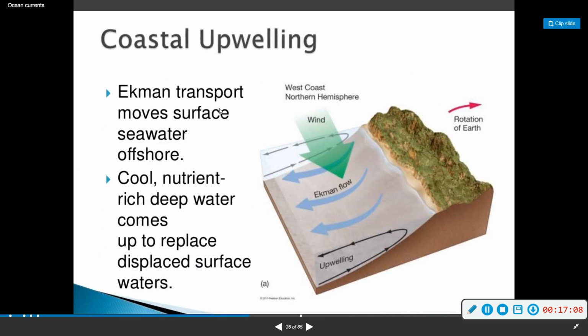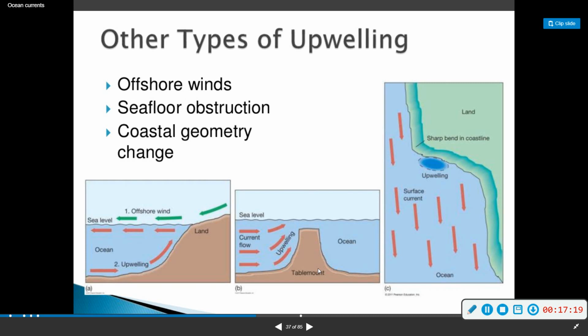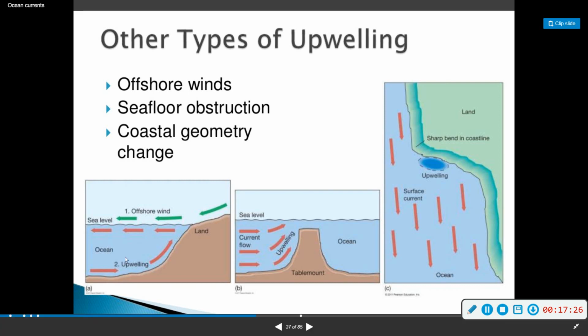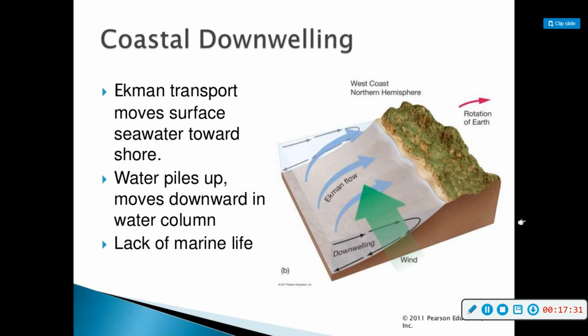So coastal upwelling: Ekman transport moves surface seawater offshore. Cool, nutrient-rich deep seawater comes to replace displaced surface waters. Other types of upwelling, you have offshore winds, seafloor obstruction, coastal geometry change, as you can see in the pictures right here. Then you have Ekman transport moves surface seawater towards the shore. Water piles up and moves downward in the water column, lack of marine life.